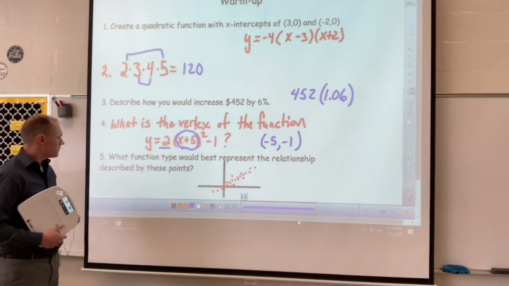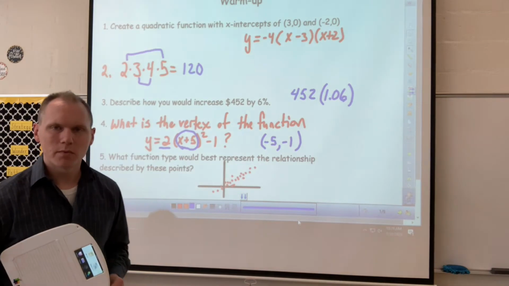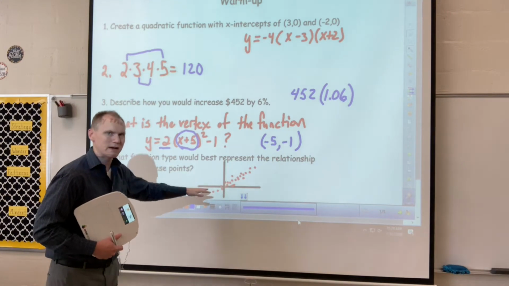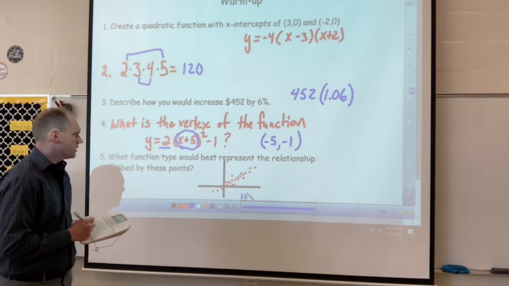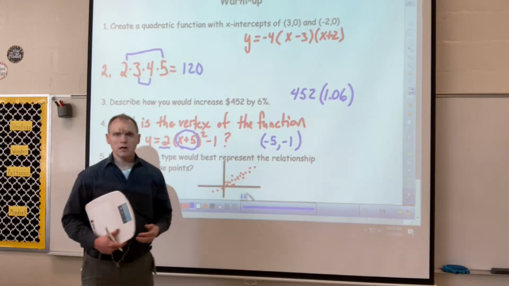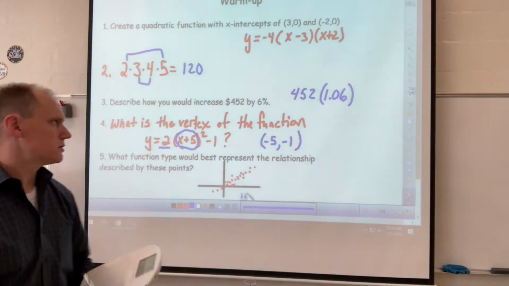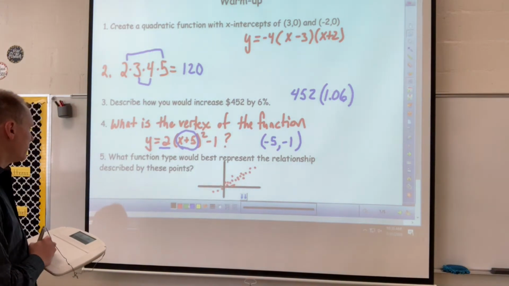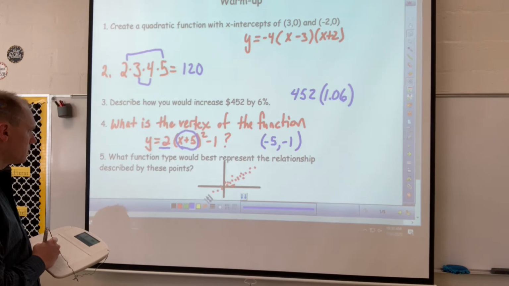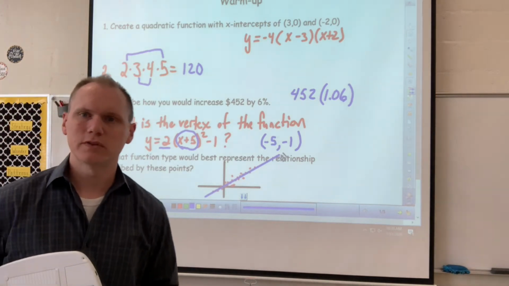All right, lastly, number 5. What function type would best represent the relationship described by these points? If you remember back from Integrated Math 1, you looked at linear functions quite a bit. You also looked at describing data with a linear function. So yes, this looks kind of like a straight line, roughly, and a linear function would be the best function type to fit this. If we were to draw the line of best fit, as we would call that, it would be something around there. That would be the line that best fits that data.